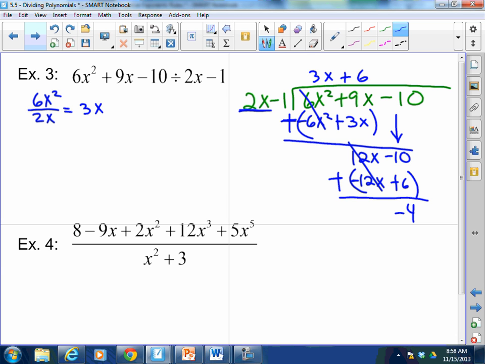How do I write my remainder? I go plus the remainder over the divisor. And that's how you work it when you have a remainder.